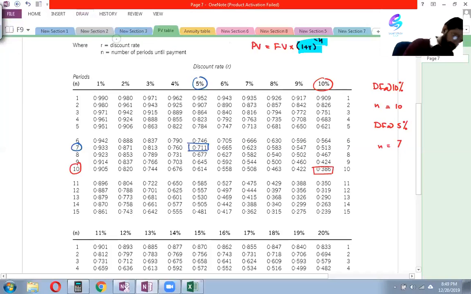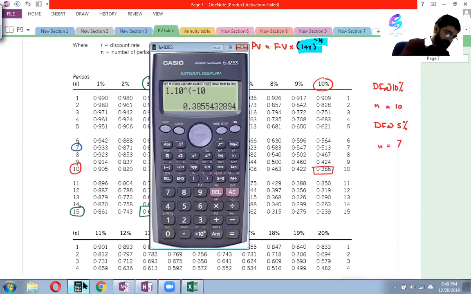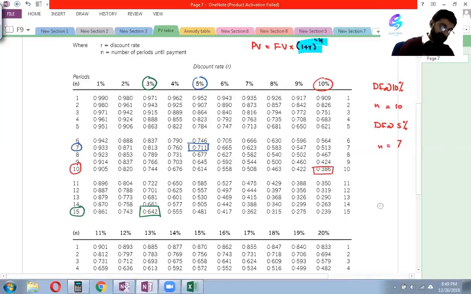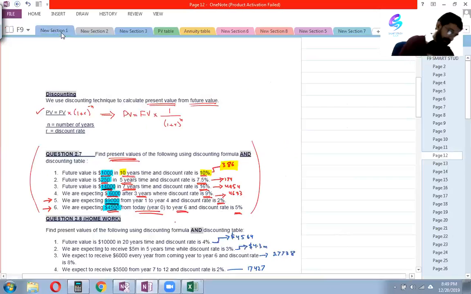Let's do it the third time, right? Let's say it is 15 years at the rate of 3%, so it should be 0.642. So for example, it will be 1 plus 3%, 1.03, raised to the power minus 15. So you're going to get 0.641 or rounded 0.642, right? So these values you can actually get from the discount table, and the discount table will be given to you in the exam.